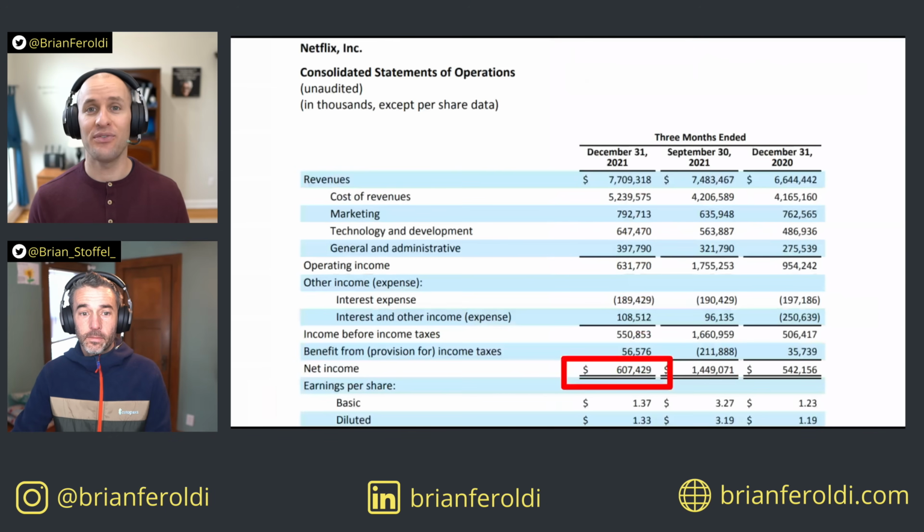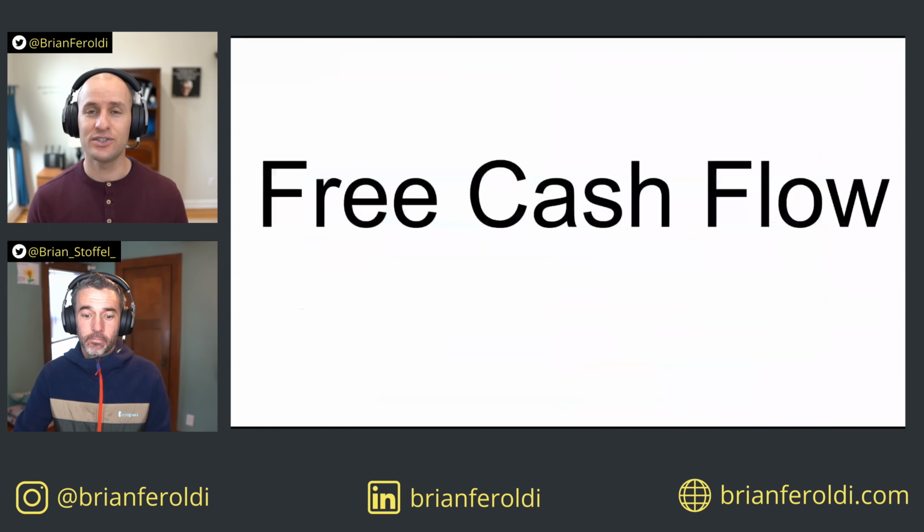So if we look at the income statement from Netflix in the fourth quarter of 2021, we see that it reported $7.7 billion in revenue. It had $7.1 billion in expenses, and that left a $607 million gain in net income. Sounds great. Now let's talk about free cash flow.